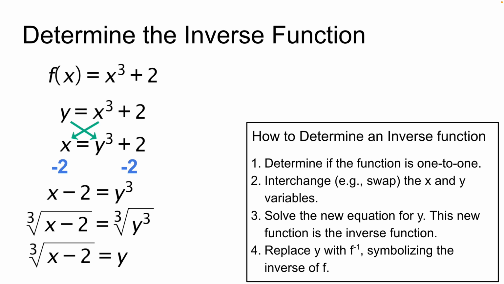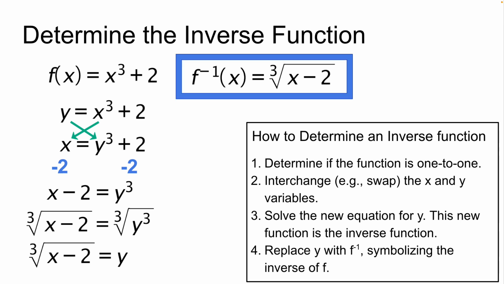And the fourth step is to replace y with f to the negative 1, symbolizing the inverse function of f. So f inverse of x is equal to the cube root of the quantity x minus 2. Let's go back to Desmos and let's add this inverse function, cube root of the quantity x minus 2, to our graph to see the relationship between a function and its inverse.